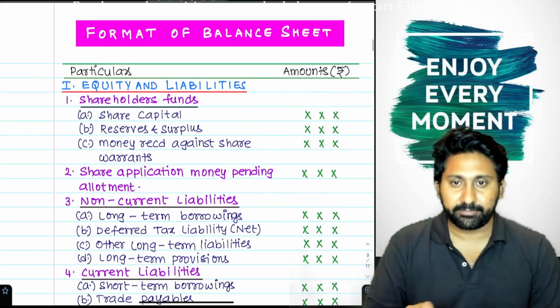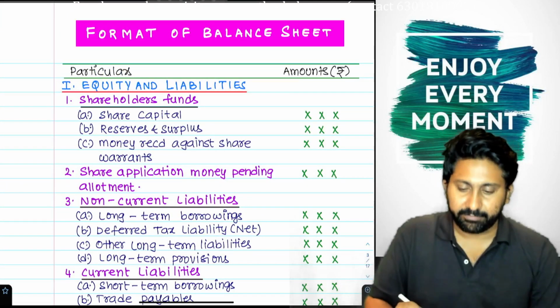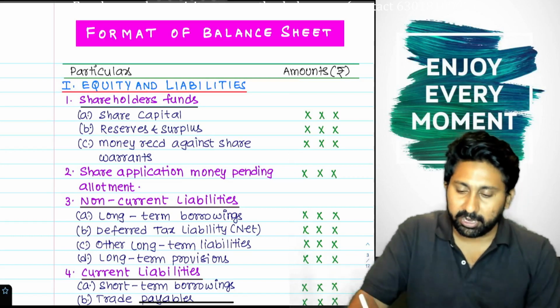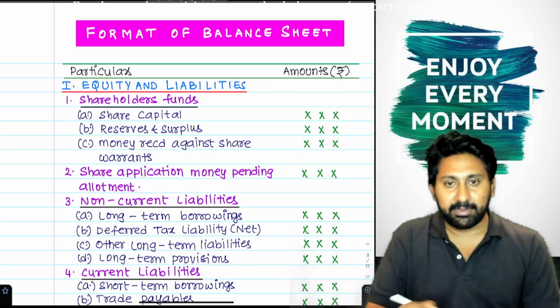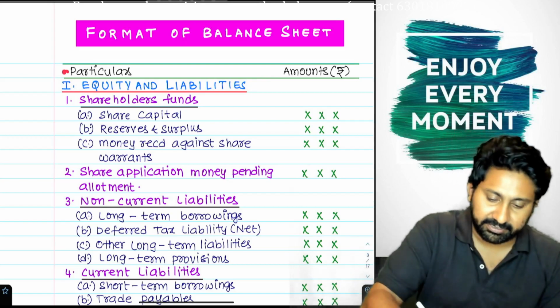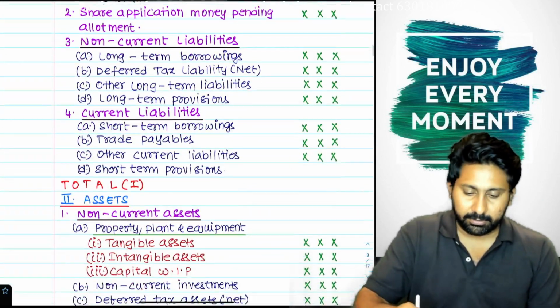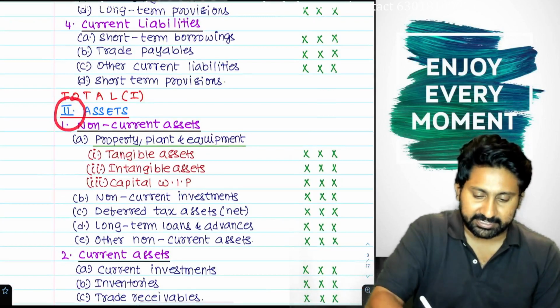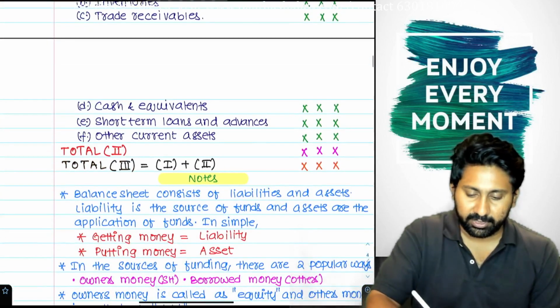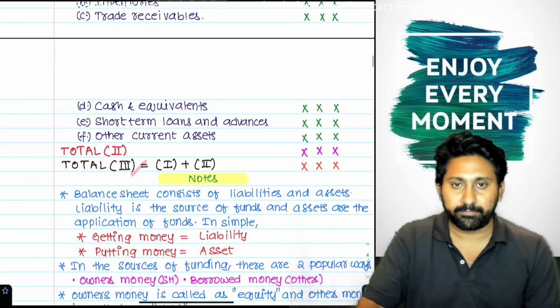Format of balance sheet. The first one will be called equity and liabilities. This is the first one. The balance sheet's second part will be assets. The third part will be the total. Let us see.